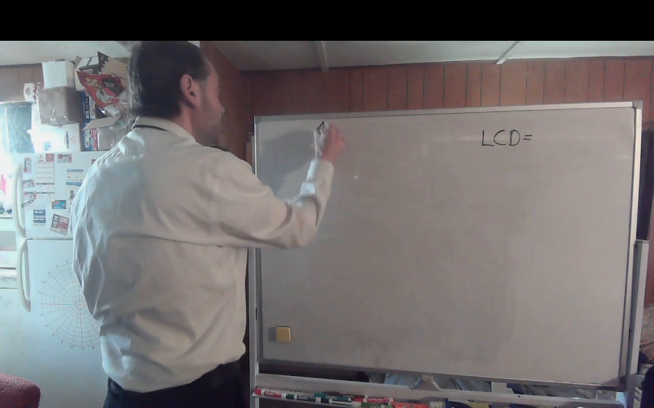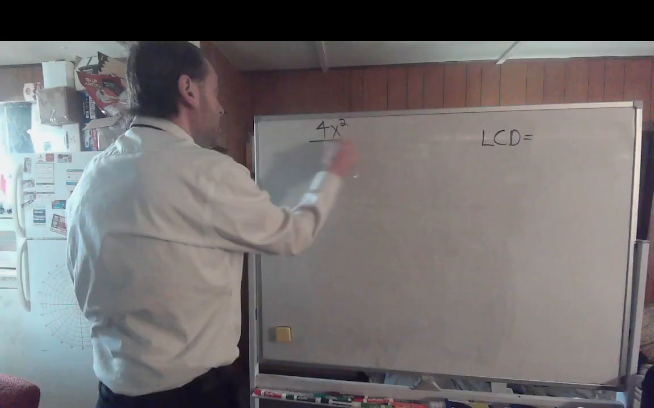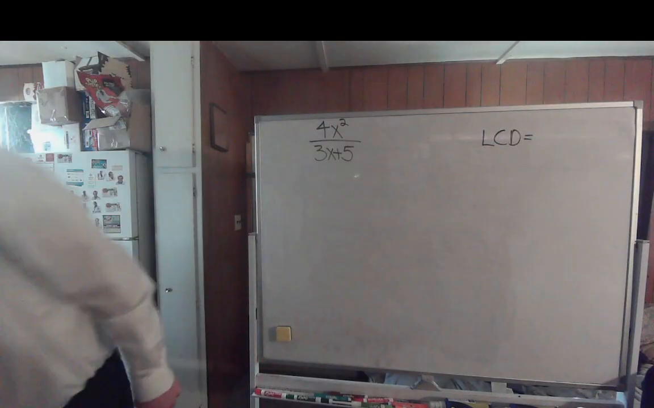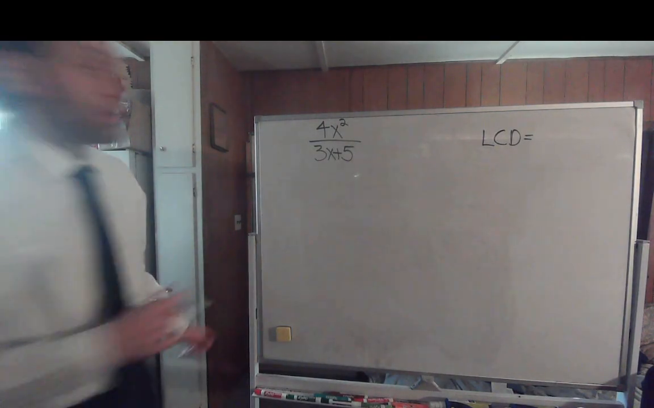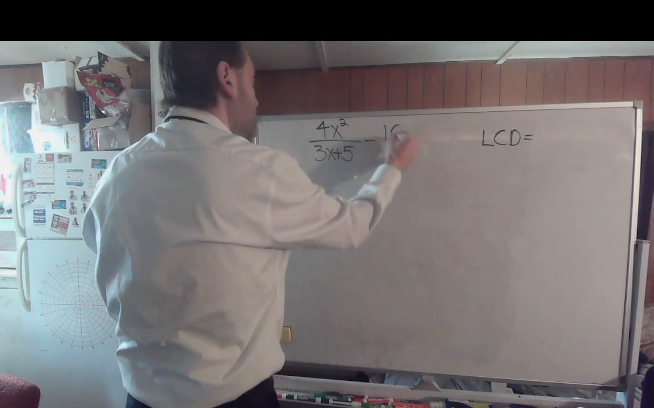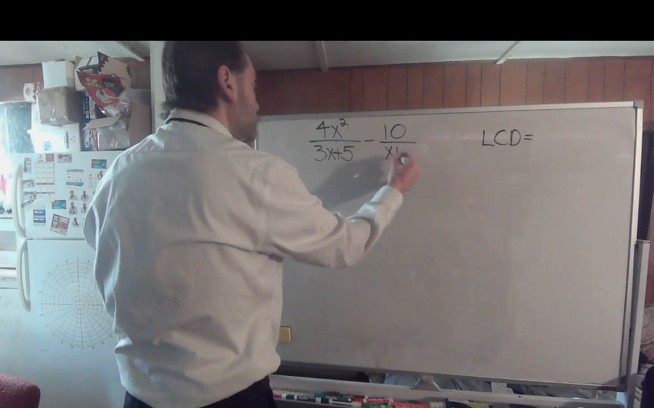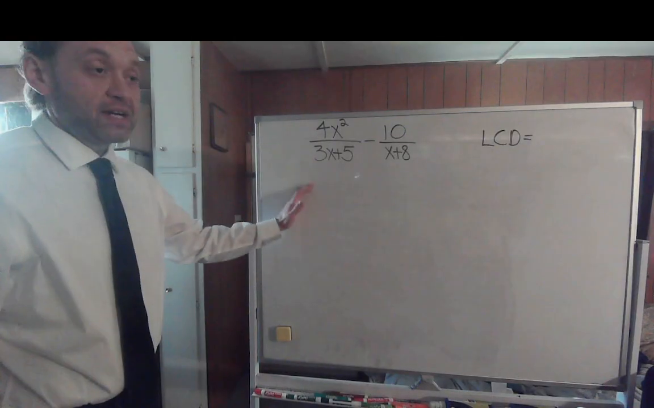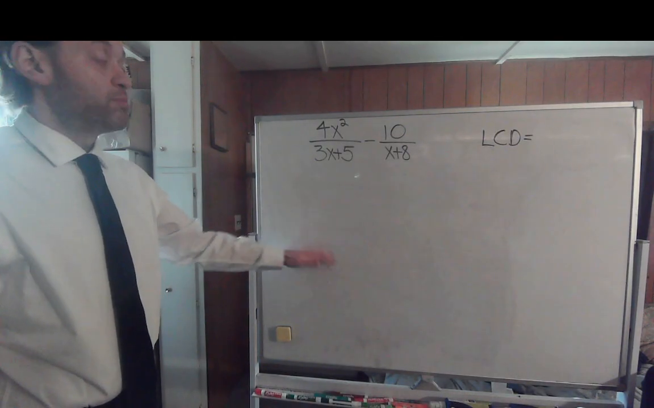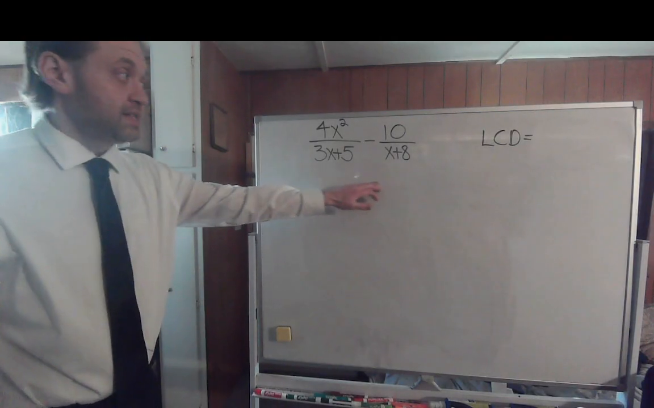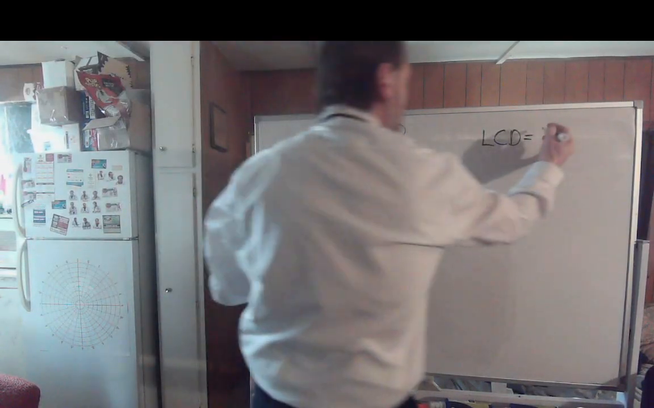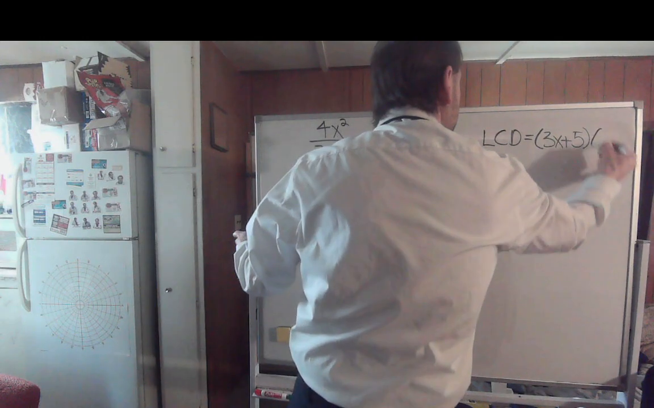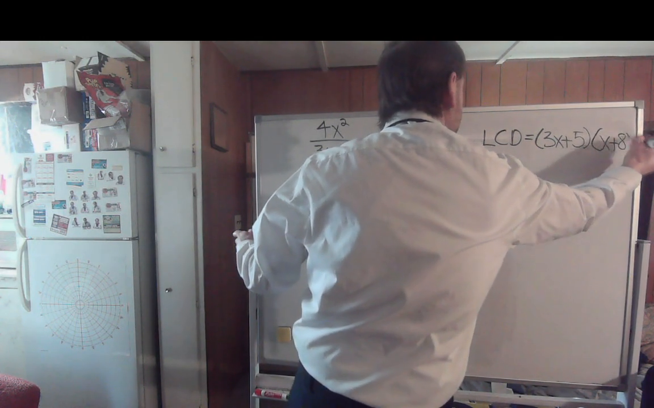Alright, so we have 4x squared over 3x plus 5 minus 10 all over x plus 8. This is going to be a bit of a doozy because nothing factors out and both terms only have one of these, so your least common denominator is truly going to be the quantity of 3x plus 5 times the quantity of x plus 8.